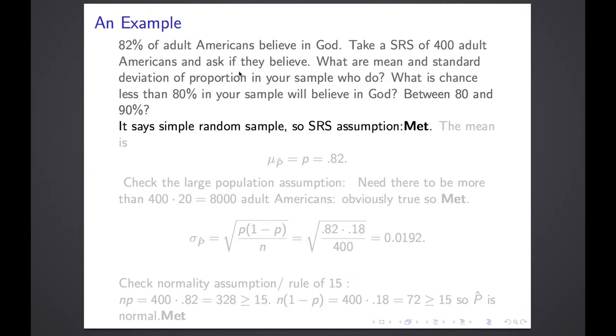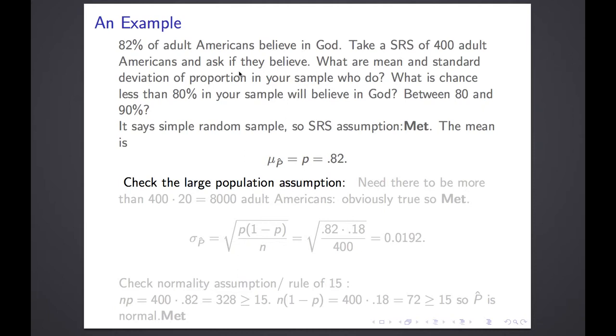First assumption, simple random sample, it says, and in general, checking that assumption is totally straightforward. Either it says, or it doesn't say, or sometimes it describes a situation, a sampling method, well enough that you can tell it's not a simple random sample. But if it doesn't say, it's not met. So we're justified in assuming that the mean of p hat is p, which in our case is 0.82. On average, your sample proportion will be 82%.